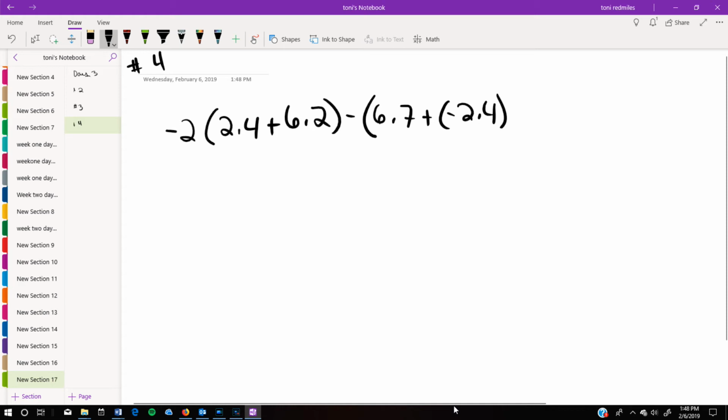I forgot another parenthesis. My goodness, I hope I fix that before it gets out anymore. So I have to do what's in the parentheses first. There's only one operation, so I can go ahead sidebar and do that. So 2.4 plus my 6.2, that's going to give me 8.6.